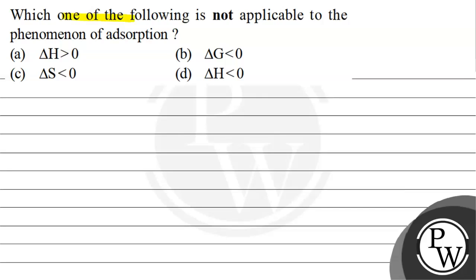Which one of the following is not applicable to the phenomena of adsorption? A. Delta H is greater than 0, delta G is less than 0, C. Delta S is less than 0, delta H is less than 0. तो हमें पता है delta H is change in enthalpy, delta G is free Gibbs free energy change, and delta S is change in entropy.